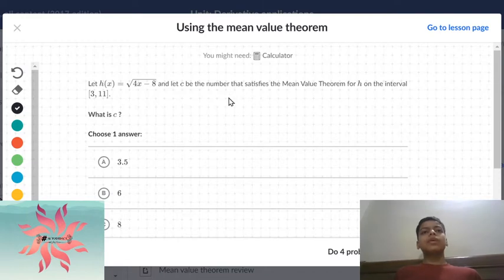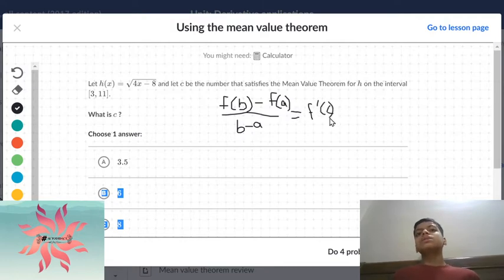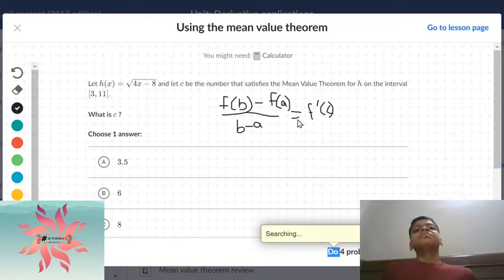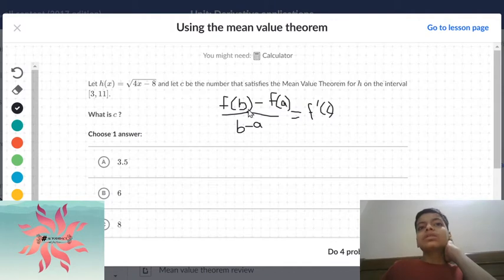Okay, first we have to find f of b minus f of a divided by b minus a. This thing is equal to f prime of c. c is a number at a point where its rate of change is equal to this slope, the average slope of the full function.